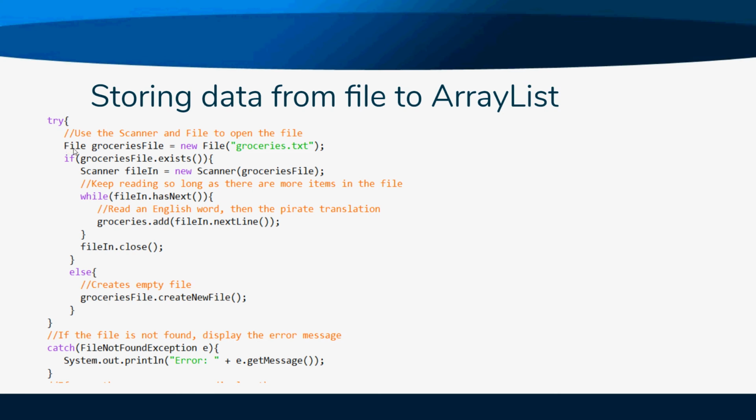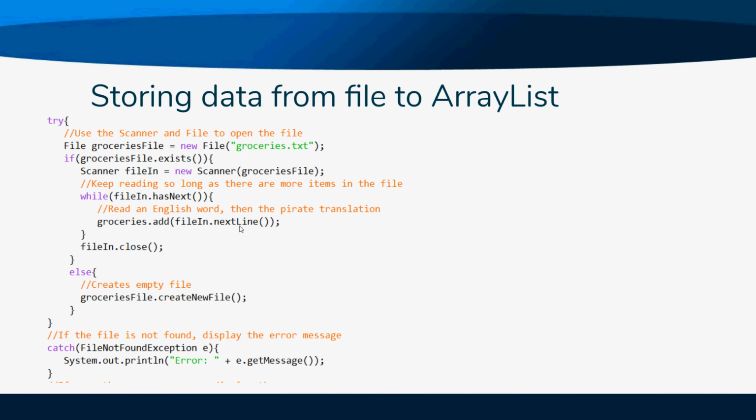All right, so here it's opening a file called groceries.txt. There's an if statement on it that says, well, if the file exists, then open up the scanner with that file name and keep reading it so long as there are more elements in the file. If there are more elements, it's using our next line, which reads in a line of text, but instead of reading it from the keyboard, it's reading it from the file. So it's going to read in eggs and then add eggs to the groceries array list.